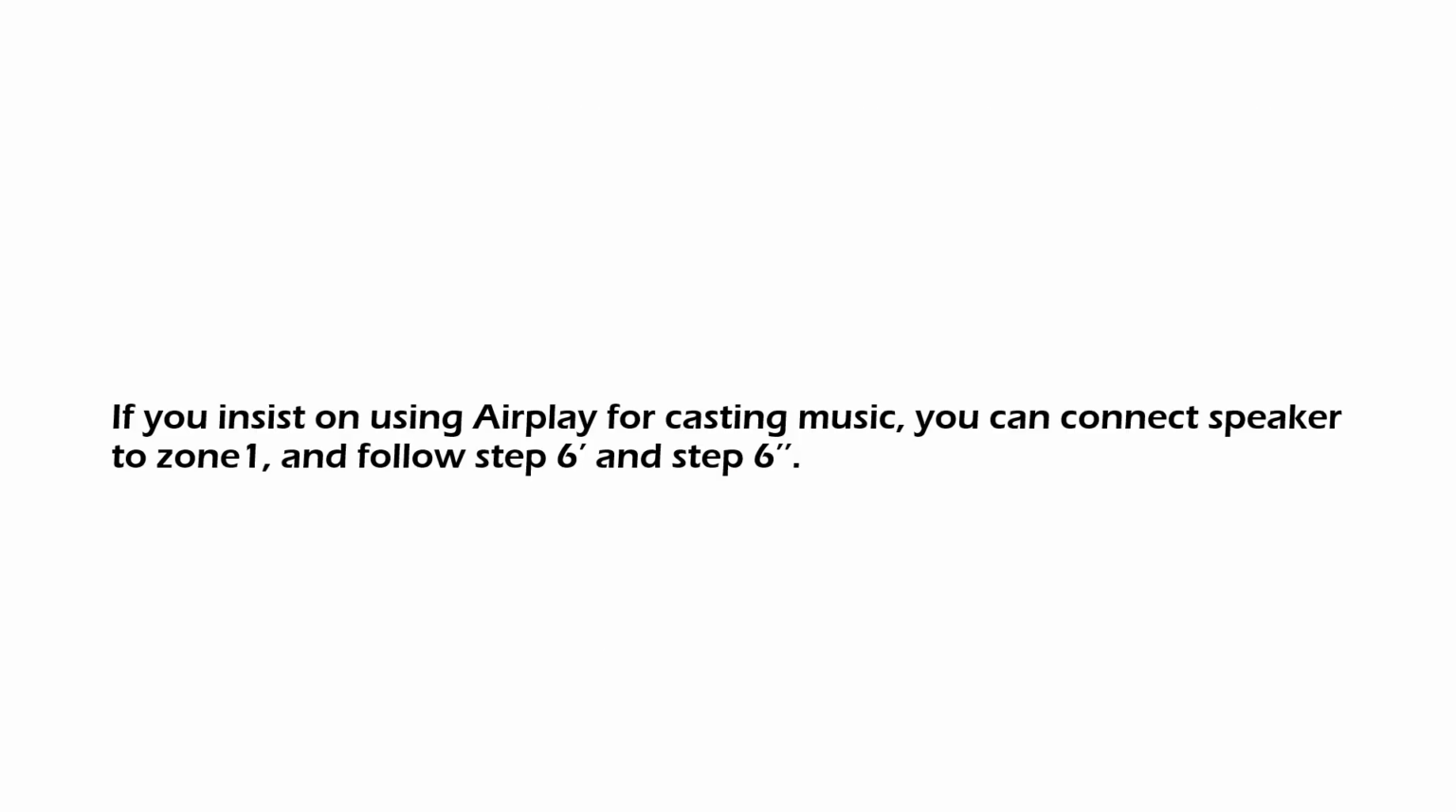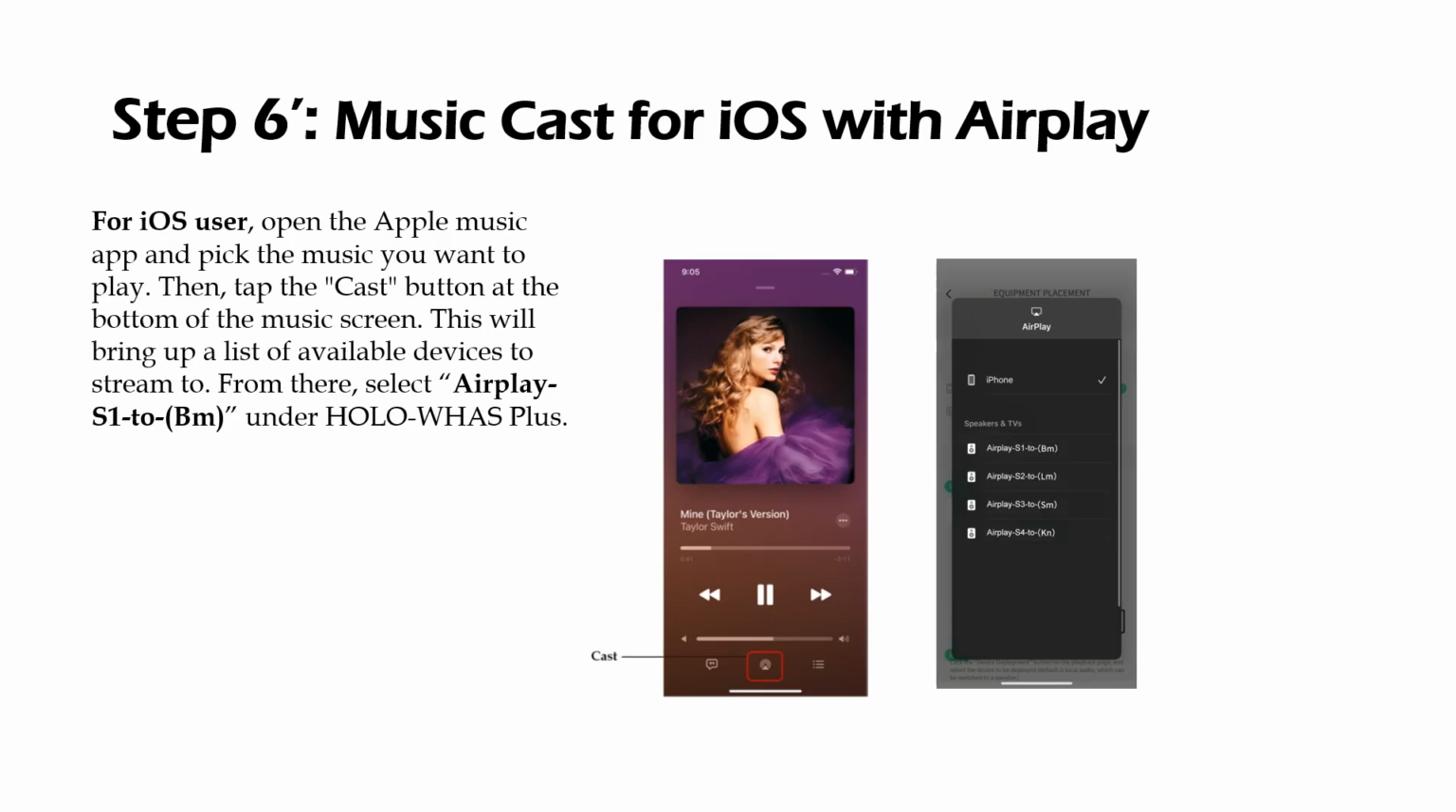If you insist on using AirPlay for casting music, you can connect the speaker to Zone 1, and follow Step 6. Step 6. Music cast for iOS with AirPlay. For iOS users, open the Apple Music app and pick the music you want to play. Then, tap the Cast button at the bottom of the music screen. This will bring up a list of available devices to stream to. From there, select AirPlay S1 to BM under HOLO-WHAS Plus.